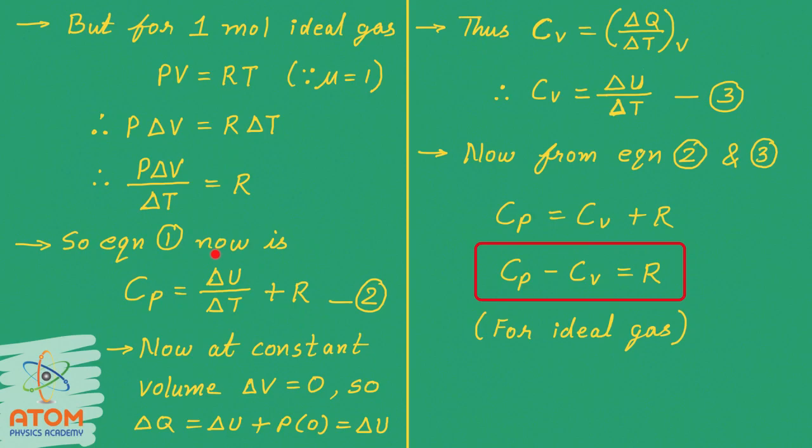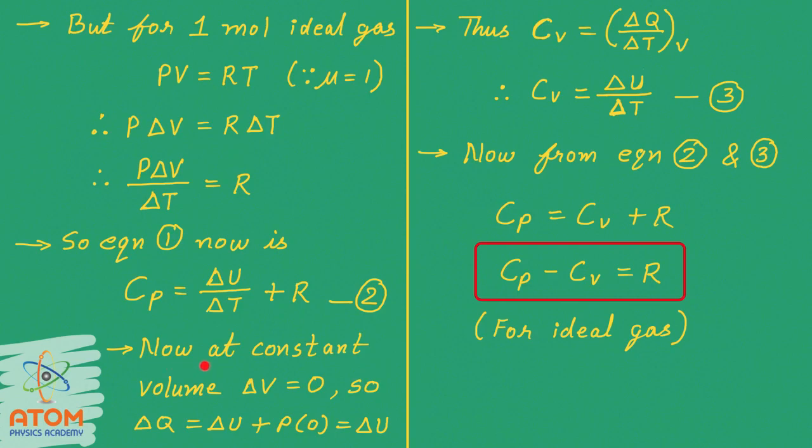And that's why equation number 1 can now be written as Cp is equal to delta U upon delta T plus R. Here at the place of P delta V upon delta T we are placing R. So this becomes equation 2.